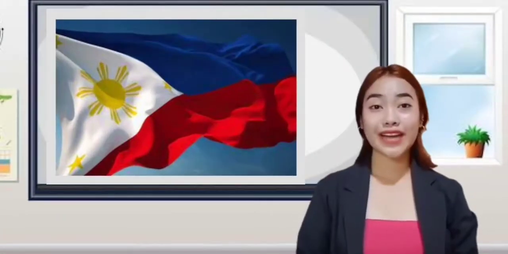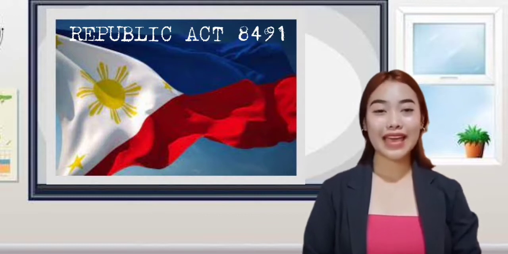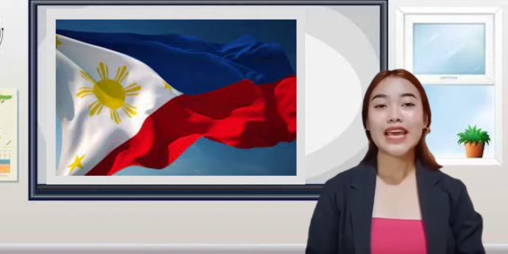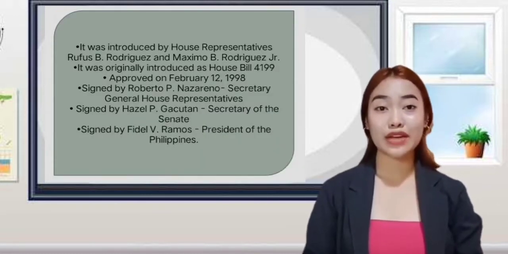And moreover, there are many Republic Acts. One of them is Republic Act 8491, which is the Flag and Heraldic Code of the Philippines. It was introduced by Maximo B. Rodriguez Jr. and Rufus B. Rodriguez.